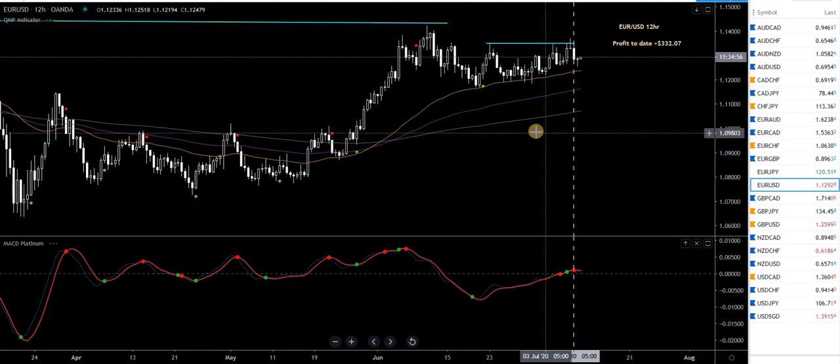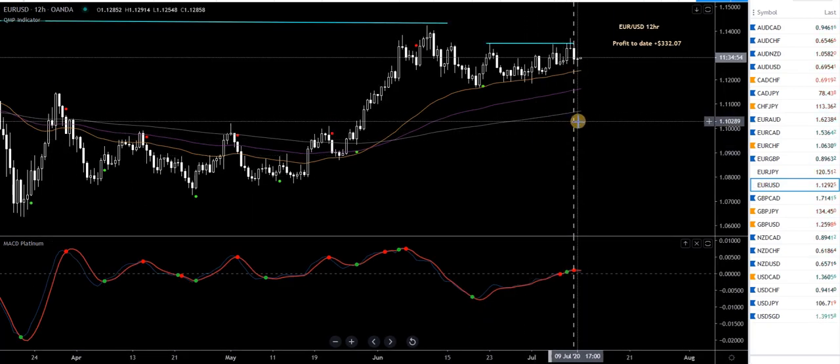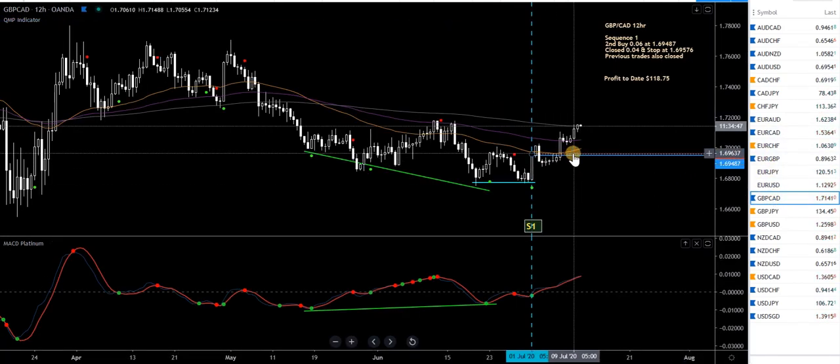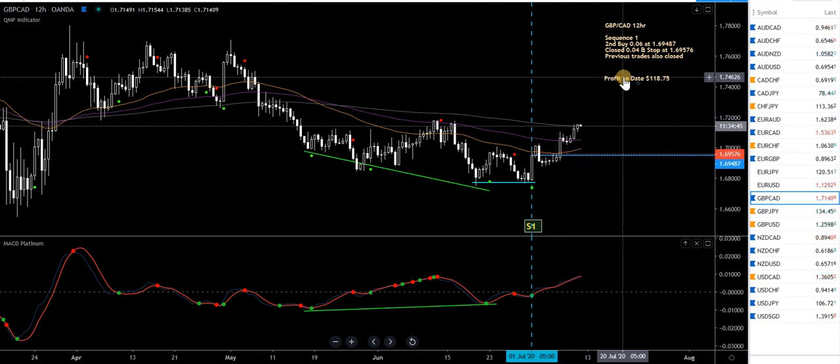Euro USD, nothing happening. Just going sideways, going nowhere quickly. Pound CAD, in a buy here, stop in place above the entry level, still heading up nicely, all good.